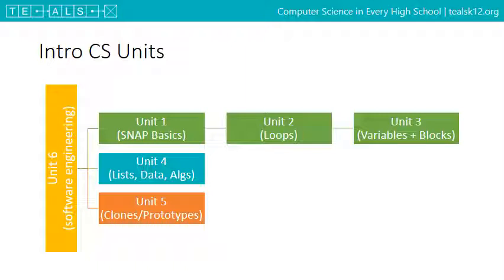Units 4 and 5 are more leaf nodes. If you have time, you'll do units 4 and 5, both of them. If you run out of time, you may cut part or all of unit 5 or even part or all of unit 4. It's not essential to have those units to be able to do a programming project.